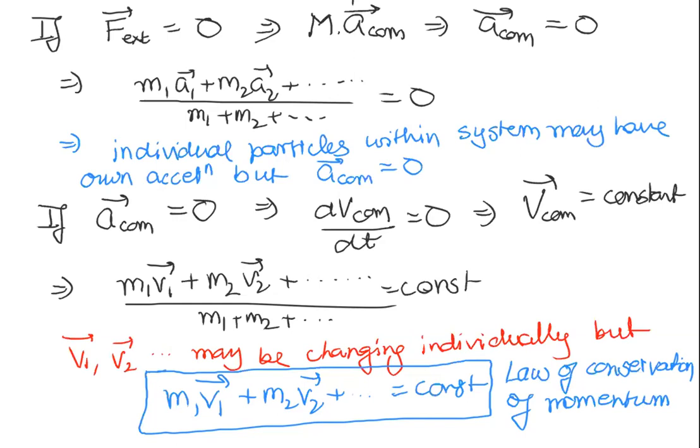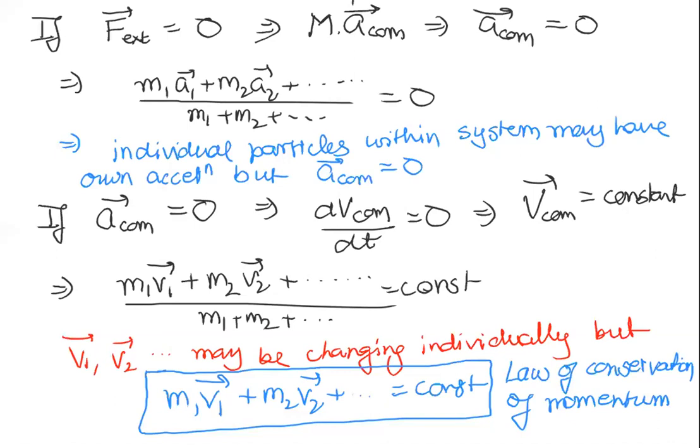Right? So before applying the law of conservation of momentum, you must be absolutely aware that your system consists of which particles. And then you must be convinced that whatever system you have chosen, the external force on that system is zero. So if external force on a system is zero, then the momentum of the system does not change, right?